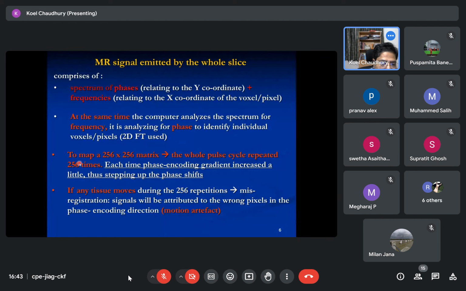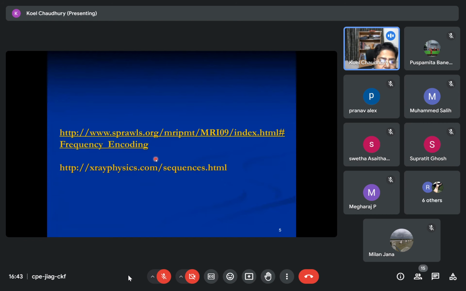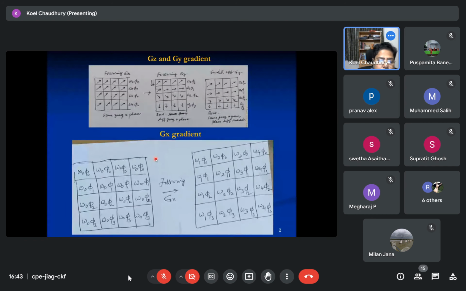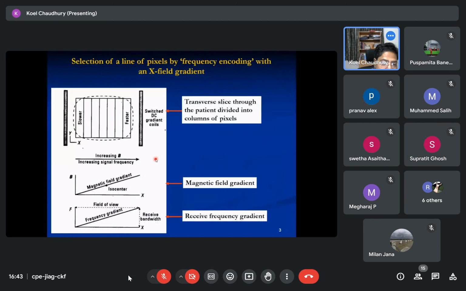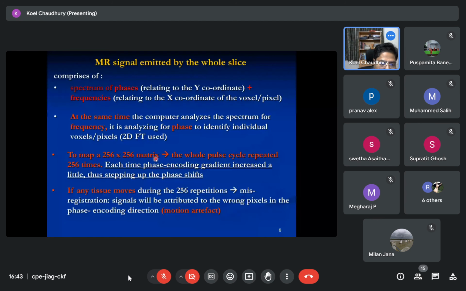Now, suppose I have a 256 by 256 matrix. Instead of this 4 by 4, I have 256 by 256 voxels. Then the pulse cycle is repeated as many times as there are rows. I told you, what is a pulse cycle? Can somebody tell me from the figures I had drawn? What is a pulse cycle? First, you have what?